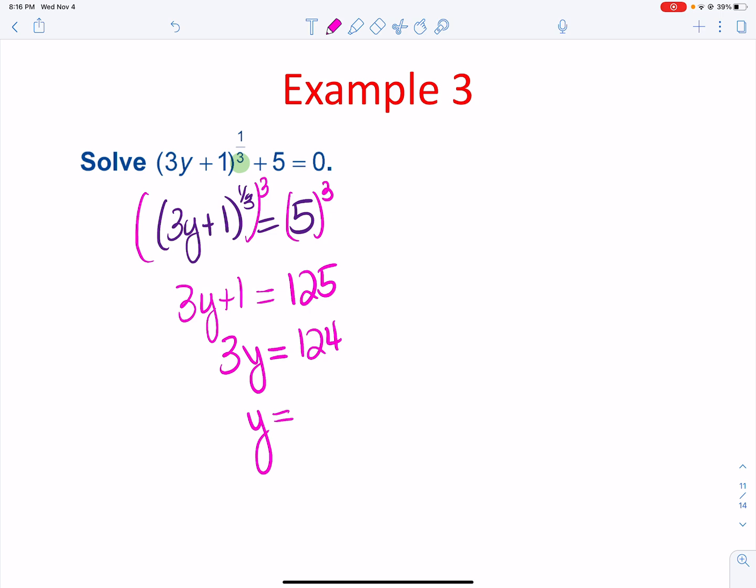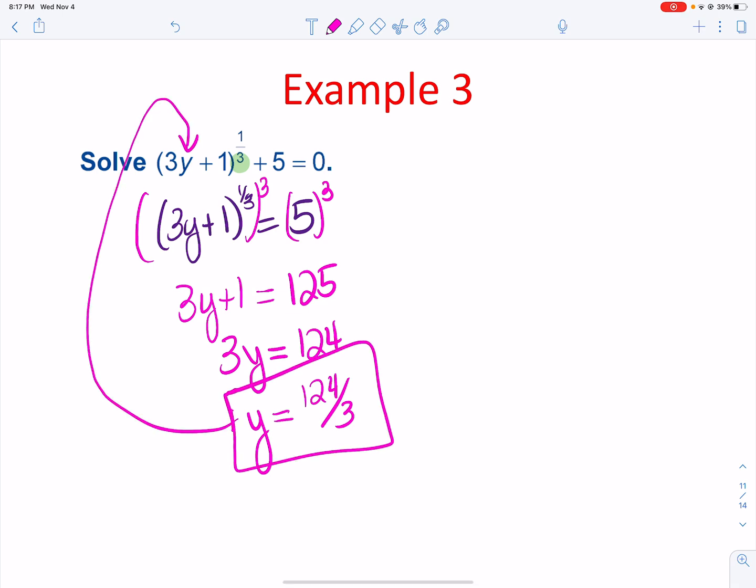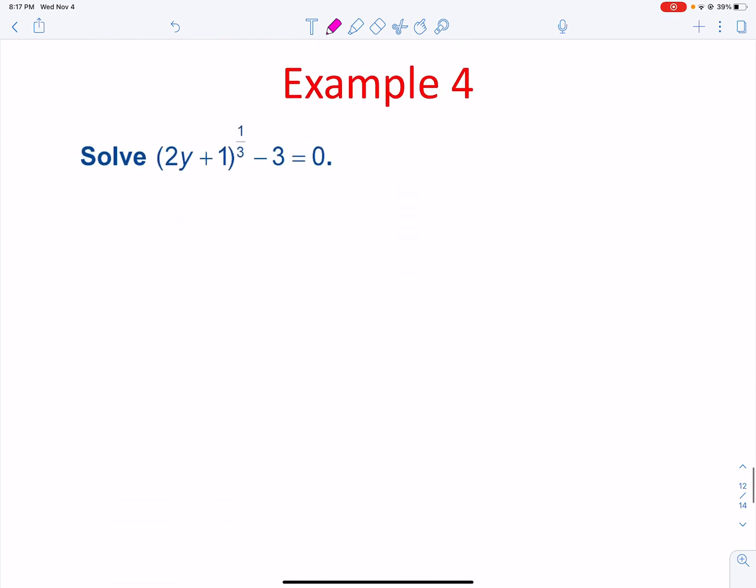I don't think it goes in evenly. 6, 7, it doesn't. So I'm just going to say 124 thirds. And so you can check that if you want, but I do know it's going to work because it's a cube root, and you can cube root negative numbers and positive numbers. Okay, so example 4, try this one, pause and try it, and then I'll work it.